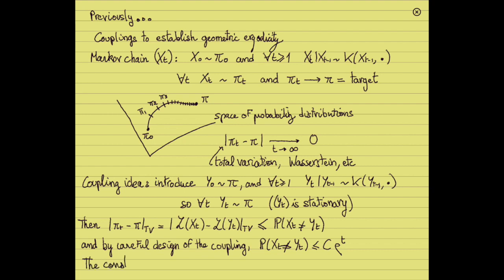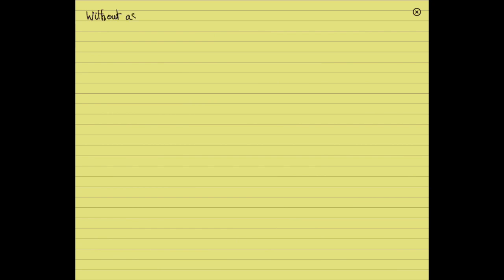But this whole construction above assumes that Y is at stationarity, and thus that Y_0 is from pi, and in practice we do not know how to simulate from pi. That's why we're doing MCMC in the first place. So we cannot really simulate this coupling construction. It appears to be theoretical at this point.